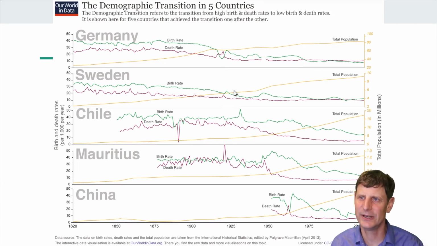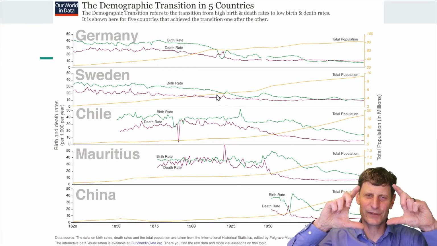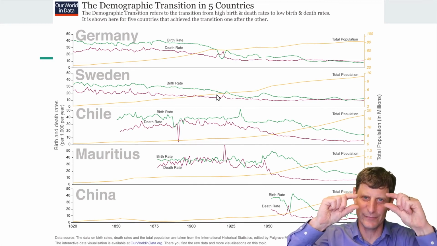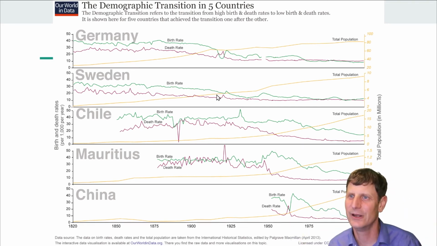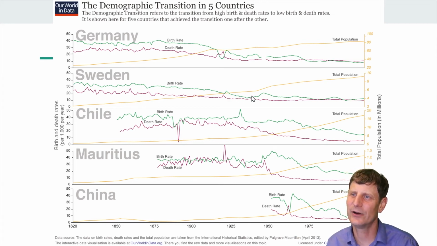That happened in Germany. That happened in Sweden. Sweden is a little bit tougher to see. If you expand the graph so that it's filling the whole page instead of being squished down, it's a little easier to see that. But you can see here that the birth rate is much higher than the death rate for rapid population growth. The birth rate starts coming down here. There's a little bit of a boom, and then eventually it comes down again, and the birth rate and the death rate stabilize to be about zero population growth.